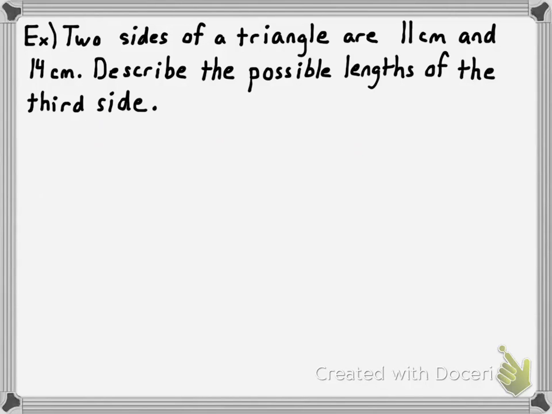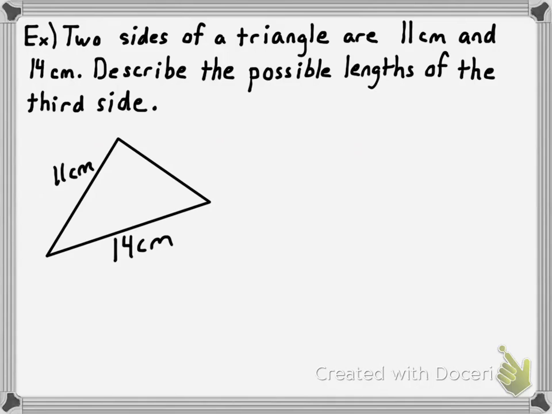But this time I want to tell you what two sides of a triangle are. Two sides of a triangle are going to be 11 centimeters and 14 centimeters. And what I'm going to want us to do is describe the possible lengths of the third side. Now I'll draw a picture. It's not necessary to answer this question, but I'll draw a picture nonetheless to help us out. And so I've got an 11 centimeter and a 14 centimeter side, and let's just say that this third side is x centimeters.